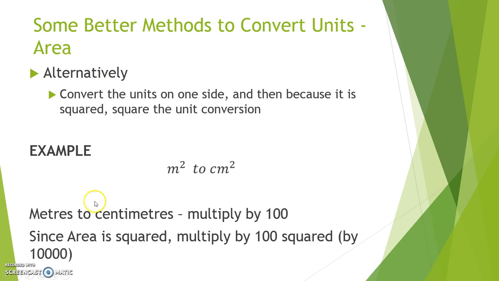This is the other bit I was talking about before. Meters to centimeters, we're multiplying by 100. So we multiply by 100 squared because area is a square thing.